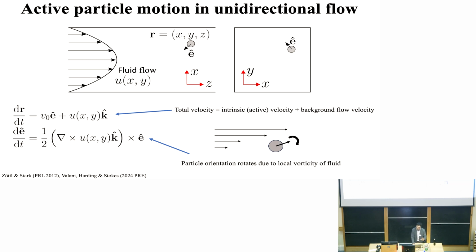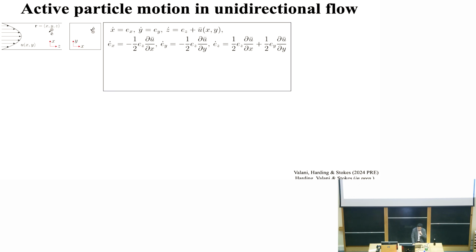Now, let's try to write this in component forms. We are in 3 dimensions. So in component form, we'll get 6 equations, 3 for the position of the particle, 3 for its orientation. Now, if you look at these equations, you can see that the Z equation, which describes the motion along the channel, the Z variable, it decouples from the rest of the system. So we can integrate that separately. So effectively, we only have 5 equations that are coupled to each other, right? So we have a 5-dimensional phase space here.